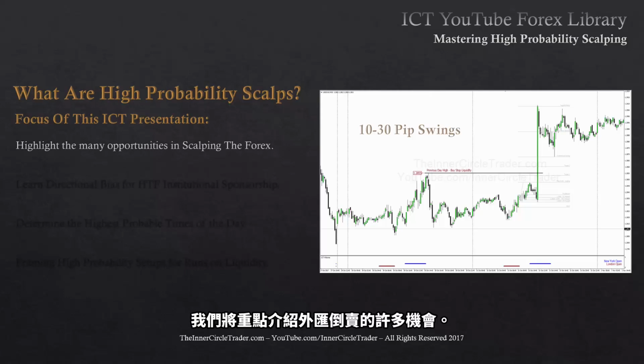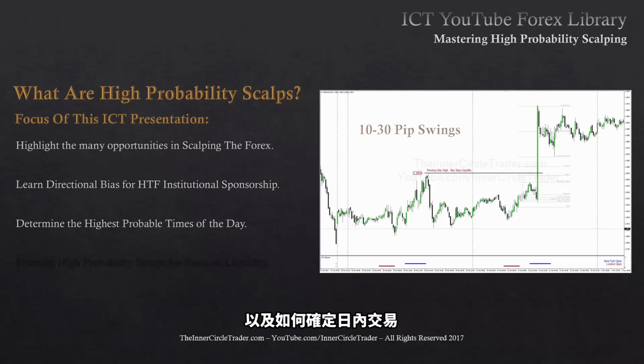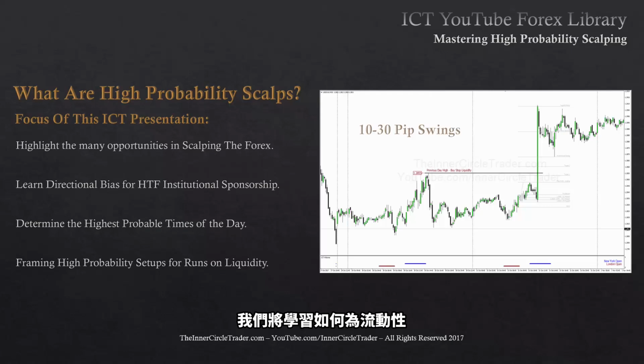For this one, we're going to be highlighting the many opportunities in scalping the Forex. I'm going to be teaching you how to learn directional bias for higher time frame institutional sponsorship, and I'll explain what that is when we get to it. And how to determine the highest probable times of the day to trade. And we're going to be learning how to frame high probability setups for runs on liquidity. Sounds pretty fancy, I know.